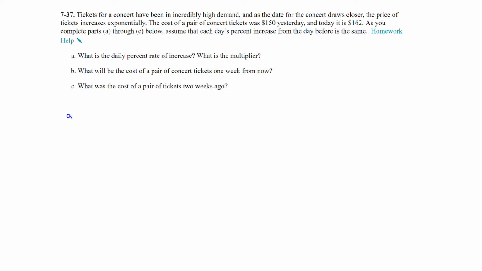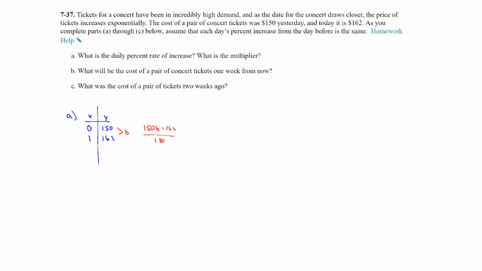So on part A, it says, what is the daily rate of increase? What is the multiplier? So what we can look at is the cost of a pair of tickets was $150 yesterday. We can treat that as our initial. So initially they're $150. On the next day they go up to $162. So what is the percent increase, and then what is the multiplier? We can find the multiplier by asking ourselves what times 150 will give us 162. So 150 times B is 162.